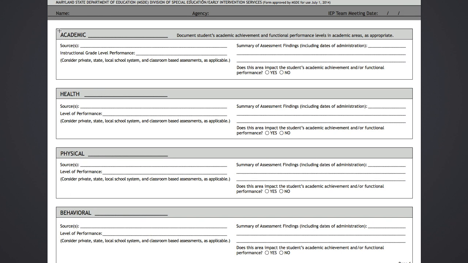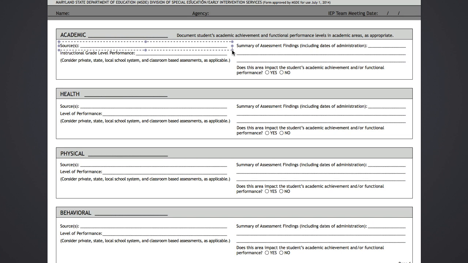And so, for example, if I am the special educator and I conduct an educational assessment using the Woodcock-Johnson, then I would complete this first section, which is the academic information. In this case, if I was using the Woodcock-Johnson assessment, I would want to include the full name of that assessment as it appears within the assessment materials so that individuals who are reading this know exactly what edition I was using.